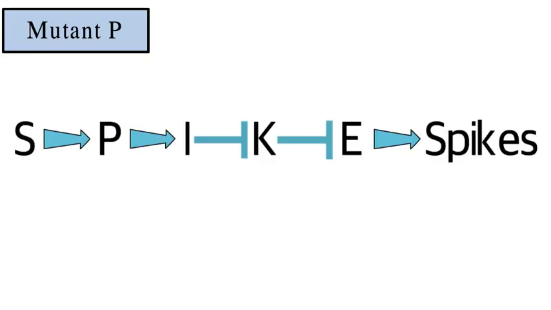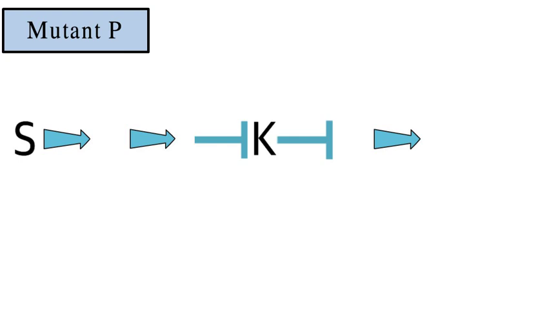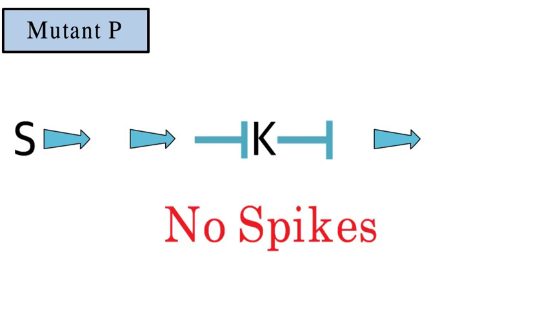Let's say we have a mutation involving the P gene. If the P gene is removed, S has nothing to activate, and the I gene will not be produced. Therefore, nothing will inhibit K. So K will stop E from producing spikes. If we no longer have P, we have no spikes. In mutant strains that create no spikes, the cell will be smooth.